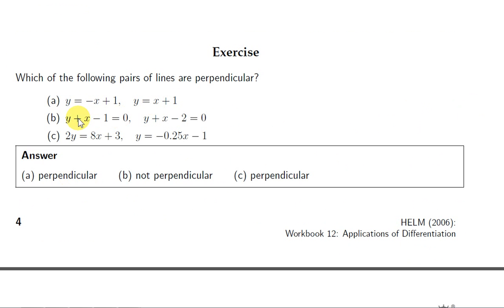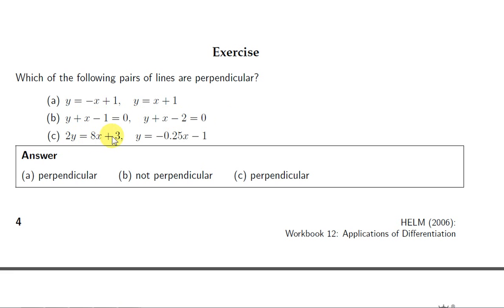What about this pair of lines here? Well, what's the slope of this line? We have to get into standard form, in the form y equals mx plus c. So we bring the x term over, and we get y equals minus x plus 1. So the slope of this line is, the coefficient of x is minus 1. The slope of this line here is also minus 1. If you multiply them, minus 1 by minus 1 is plus 1. So these are not perpendicular.